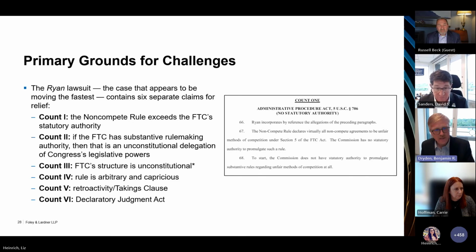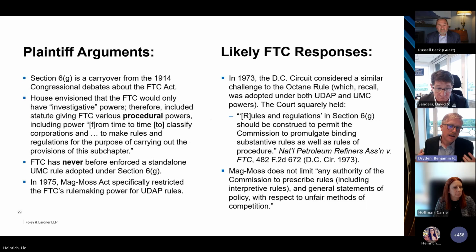Next slide. The key is this. Count 1, that the FTC doesn't have the jurisdiction to do this. And the Chamber of Commerce has called this an existential issue. This goes to the rule of law in our country. If the FTC can be the second most powerful legislature in the United States, then game over. And so this is the hill that they want to have the battle on.